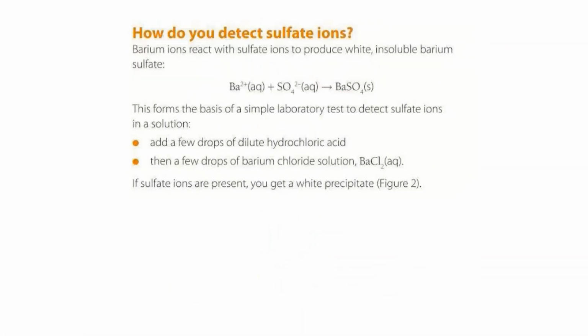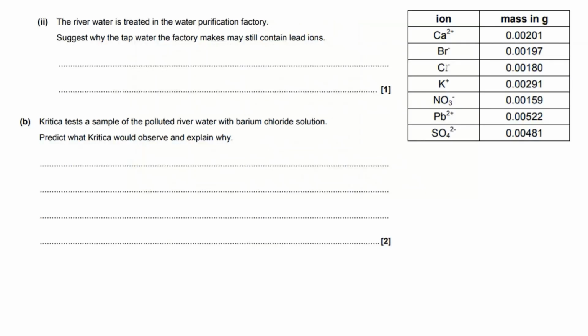So, this is in the book, the OCR C4 book. Barium ions react with sulfate ions to produce white insoluble barium sulfate. You've got Ba2+ aqueous plus sulfate ions, SO4 2- aqueous, that gives you BaSO4 solid. This forms the basis of a simple laboratory test to detect sulfate ions in a solution. So you add a few drops of dilute hydrochloric acid, then add a few drops of barium chloride solution, BaCl2. If sulfate ions are present, you get a white precipitate. Okay, that will help you in the next question.